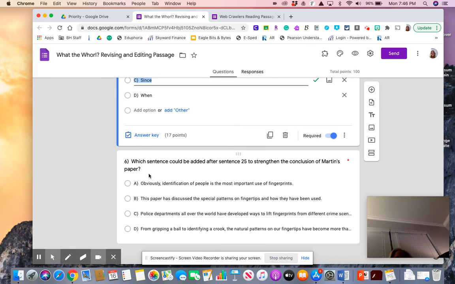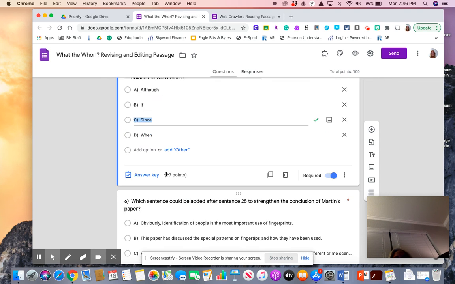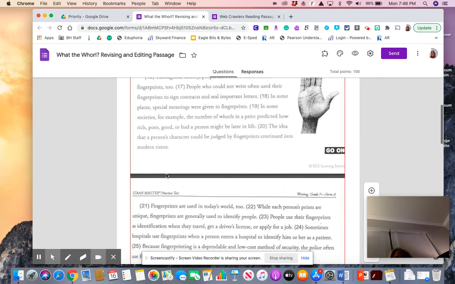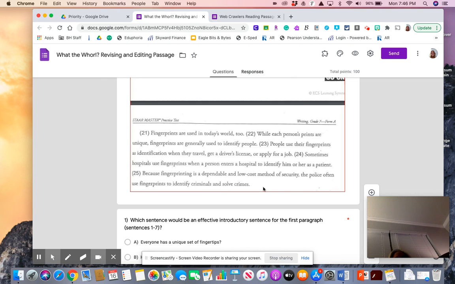Question 6. Which sentence could be added after sentence 25 to strengthen the conclusion of Martin's paper? The conclusion is the ending, right? You're looking at sentence 25. Which one could be added here at the very, very end?